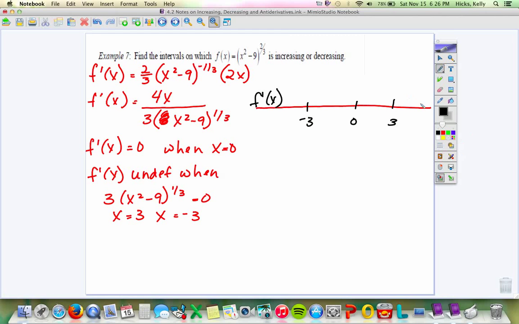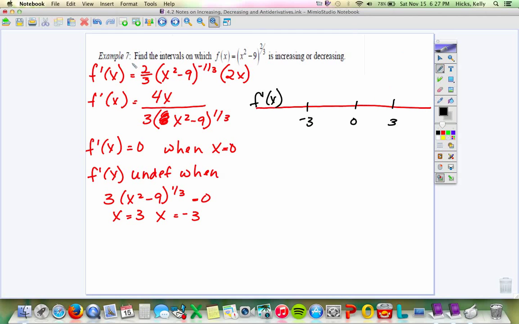Okay, so let's start on the right side. Let's start with up here, when x is anything bigger than 3. So the only rule is you can't pick the 3, you can't pick the 0, and you can't pick the negative 3. You can't pick the actual places where the zeros or the undefined happens. Just pick something in between. Okay, so let's pick something bigger than 3.